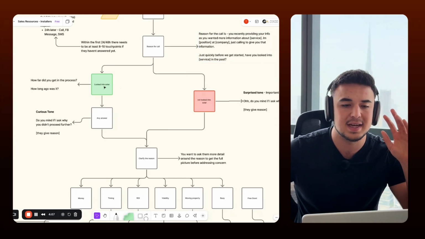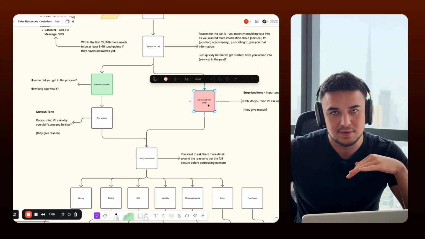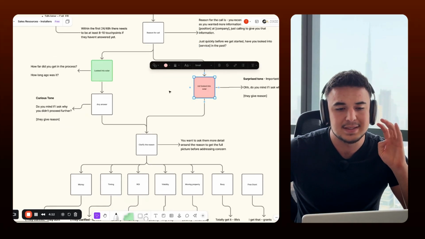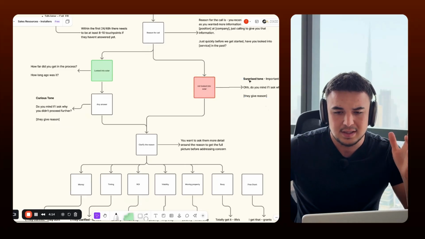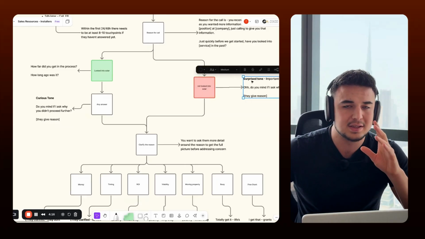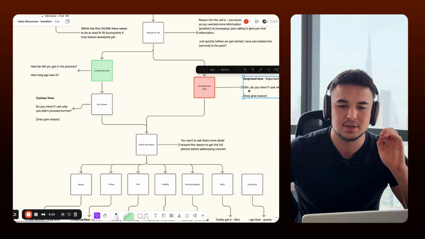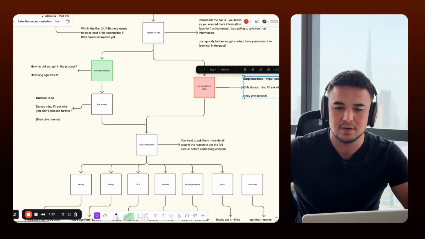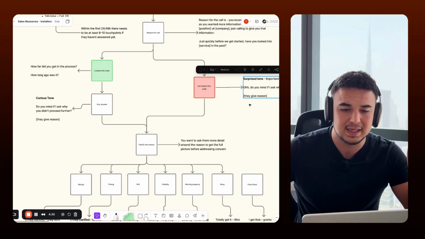Now, they might either say that they have looked into it or that they've not looked into it at this point. And if they say they haven't looked into it, then just use a really surprised tone. And it's really important that you use a surprised tone, because otherwise it could come across as confrontational. Oh, do you mind if I ask why not? And asking "do you mind" is the sort of friction there. Then they're going to give you a reason.